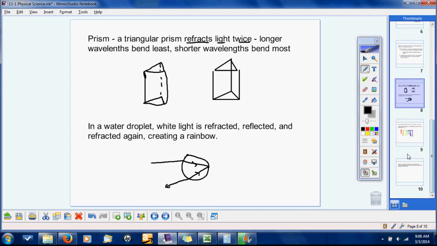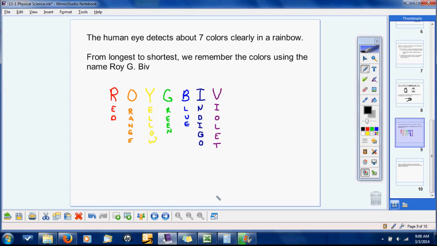A rainbow is made up of all the colors of light. Okay. There are 7 colors that the eye usually can see clearly. Now, there's other wavelengths in there, but the eye can see all the colors of a rainbow. From the longest to the shortest, we can use this name of this person that never actually existed, Roy G. Biv, and it helps us to remember the order that the colors go in a rainbow.